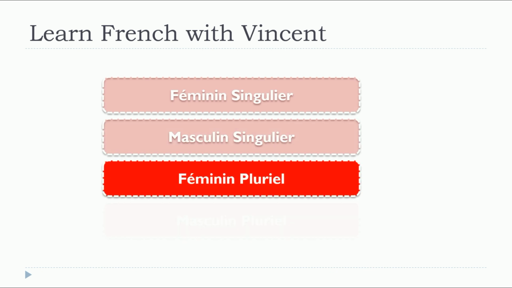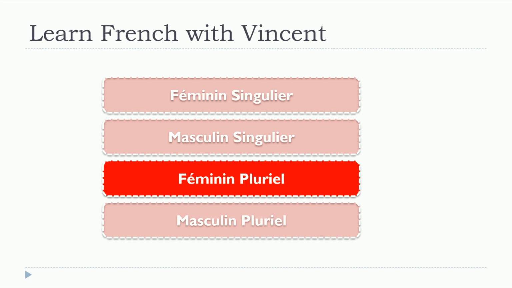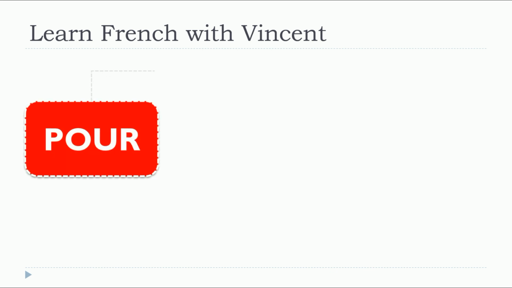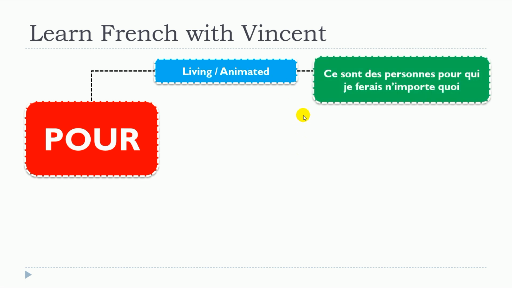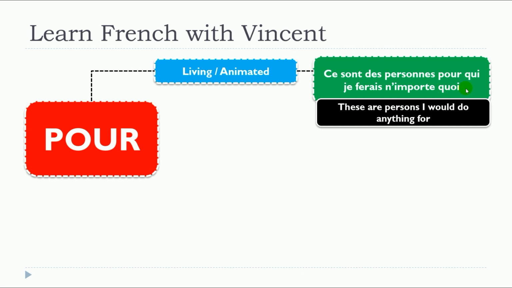So the next one will be féminin pluriel. Féminin pluriel, la préposition pour. First category, living or animated. And here it comes. Ce sont des personnes pour qui je ferai n'importe quoi. As I told you, the good news is that whether it will be singular, whether it will be plural, masculine or feminine, it will be always qui if we're talking about persons. Ce sont des personnes pour qui je ferai n'importe quoi.